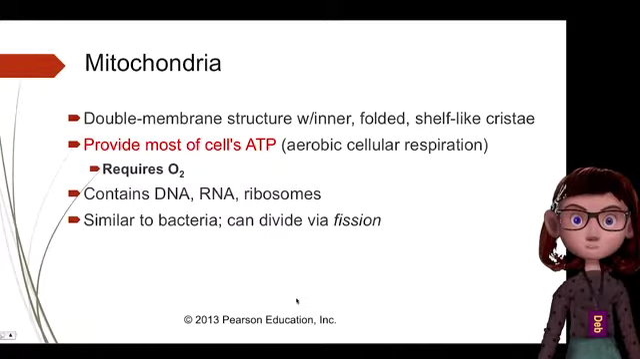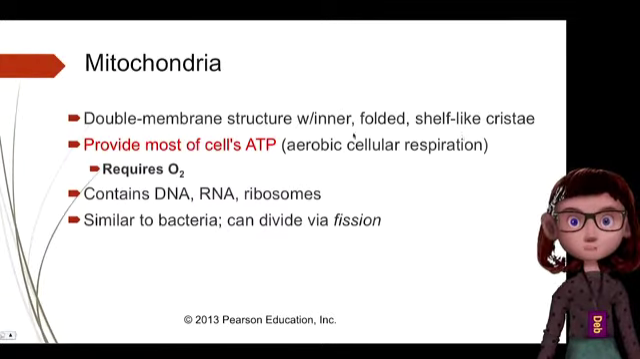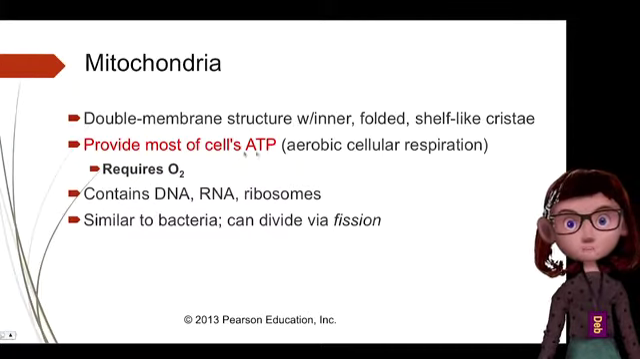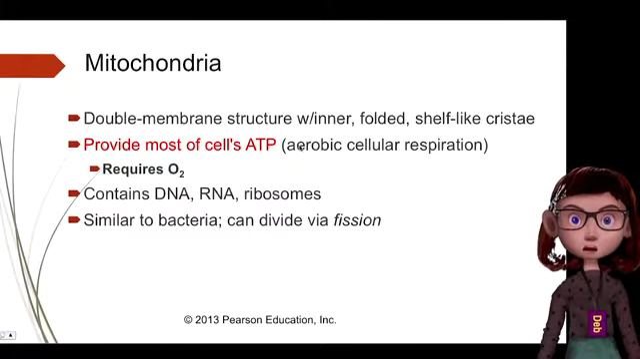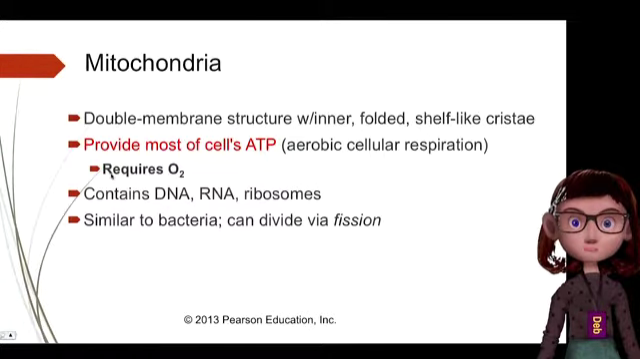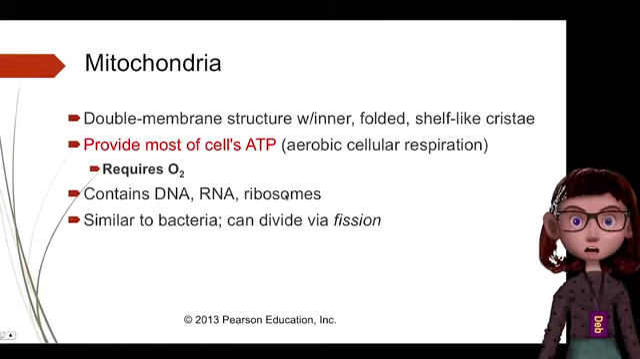So mitochondria have a double membrane structure with the inner folded shelf-like cristae. These are called the cristae, and they provide most of the cell's ATP via what we call aerobic cellular respiration, which means it requires oxygen. Aerobic refers to using oxygen. Mitochondria also contain DNA, RNA, and ribosomes.